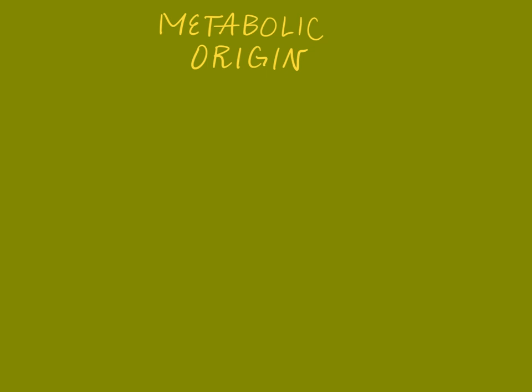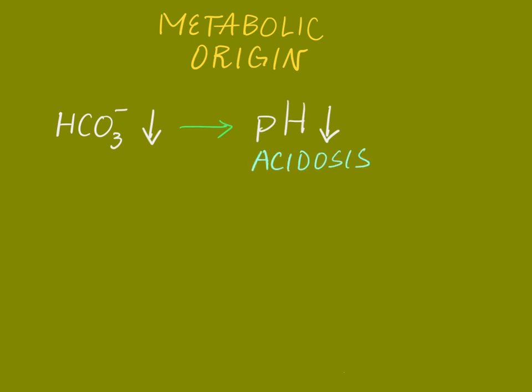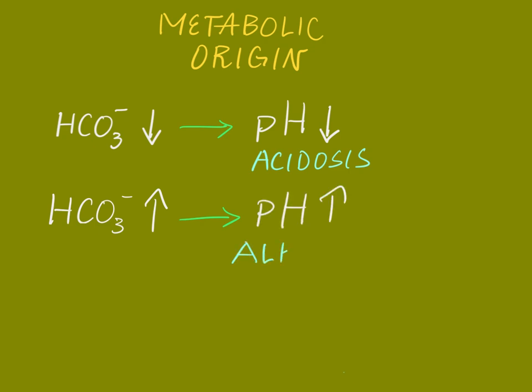Now let's look at the metabolic origin of acid-base imbalances. We start with bicarbonate being low. When the bicarbonate levels are low, the pH is low as well, leading to acidosis. It would be metabolic acidosis. When the bicarbonate levels are high, the pH is high as well, and we have alkalosis, which is metabolic alkalosis.